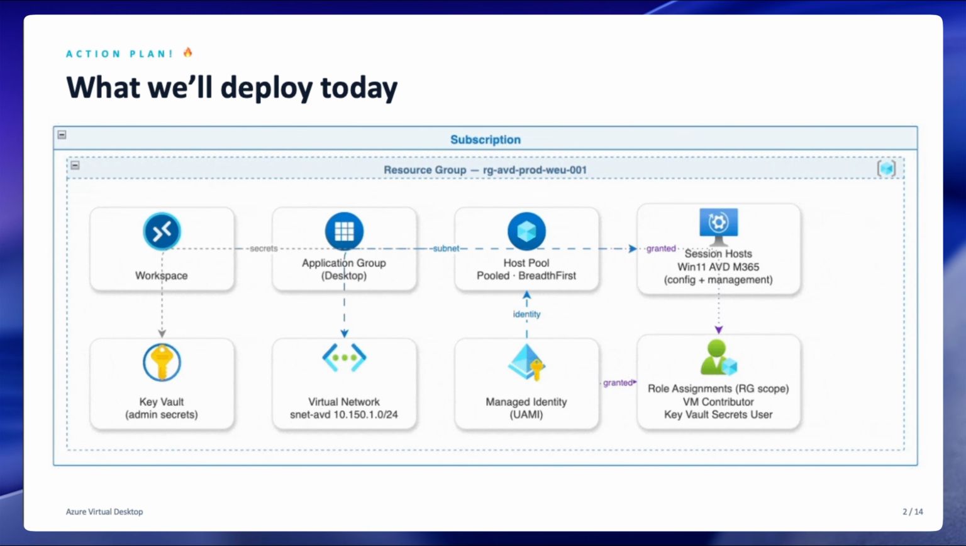So if we would zoom in, then we see the AVD control plane, the application group, the workspace, the session hosts. We also have to do some role assignments. So this is basically needed for the session host config in order to place new VMs based on the new image. The managed identity is attached to the host pool in order to do that. And also the key vault is used to read the admin secrets.